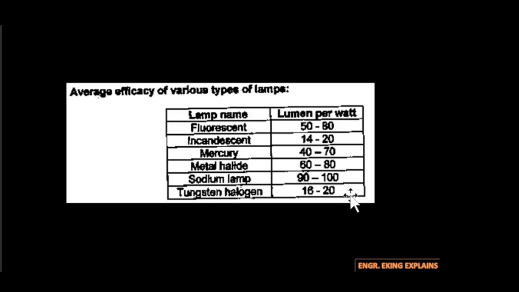And we know that for LED, some of the manufacturers of LED lamps claim 300 lumens per watt that their LED lamp can emit. But the usual is 110 to 200 lumens per watt.